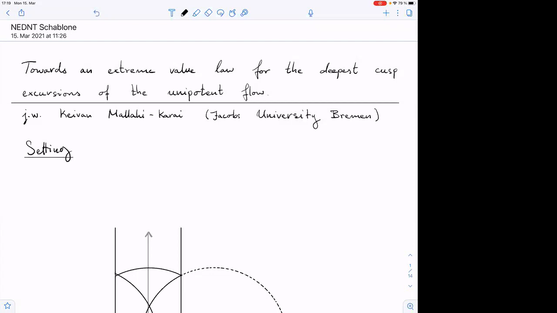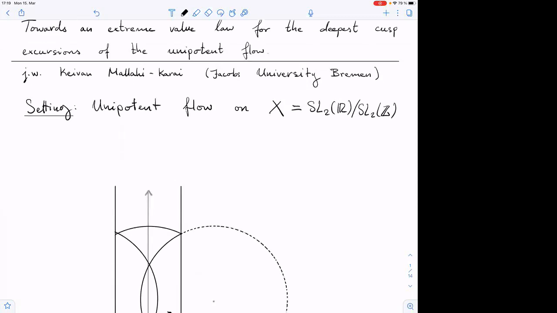And it's quite a simple setting, or at least quite a well-known setting to many people here, I suppose. So it's the unipotent flow on what I will call X, and X is SL2R mod SL2Z. I should probably say PSL2R mod PSL2Z, but I will be a little bit lazy and just leave out the P. Now this space is well known to allow two different geometric interpretations. I will use one of them to motivate the question, and then use the other one to actually state our result and also some previous results.